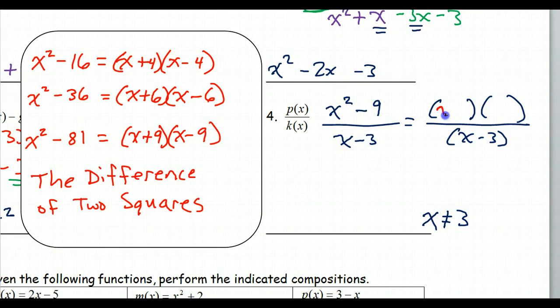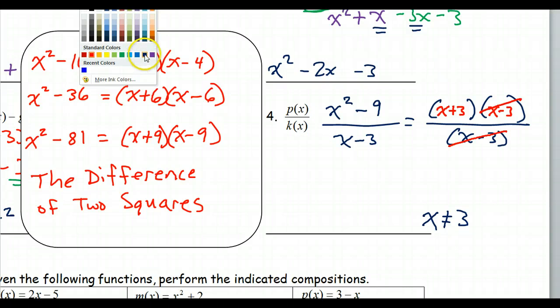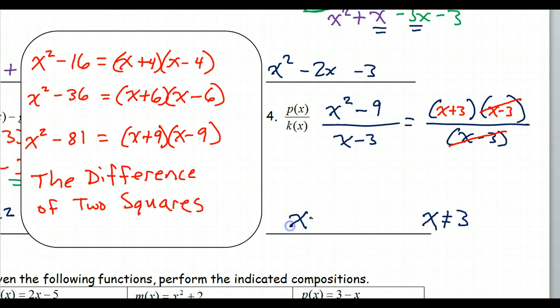Hopefully you were thinking, well, that's just going to be x plus 3, x minus 3. Now in this case, this will help us to simplify because we can now cancel out the x minus 3's. So a more simplified version of problem number 4 would be just x plus 3. But please note, even though we were able to cancel out the denominator, that does not get rid of the domain restriction. Still, x is not allowed to be 3.